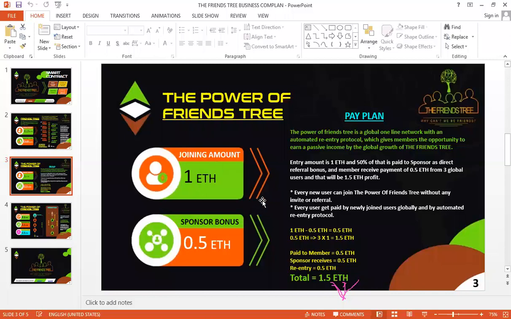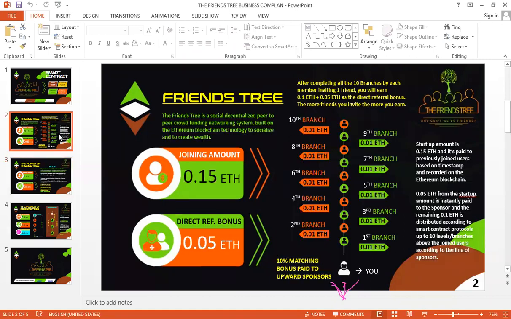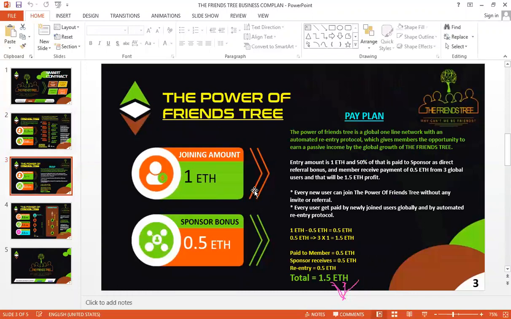And let's continue over here. It says every new user can join the Power of French Tree without any invite or referral. Yes, and that is also an amazing thing. I think not everyone will be able to get their referrals instantly. So people will prefer to contribute to the Power of French Tree, and later come back to build their network over here on the French Tree structure. That is how you can leverage yourself and start building your wealth with the French Tree smart contract, ladies and gentlemen.